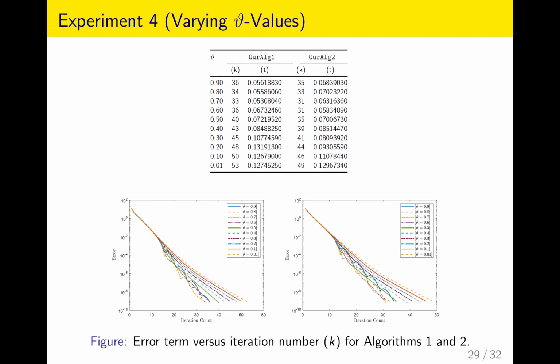The last is experiment 4, which is based on the second inertial parameter, where we can see that a higher value of theta provides better results for algorithm 1, and I think the same consequences hold for algorithm 2, so for both algorithms, when theta is higher, we have better results in terms of iterations as well as CPU time.